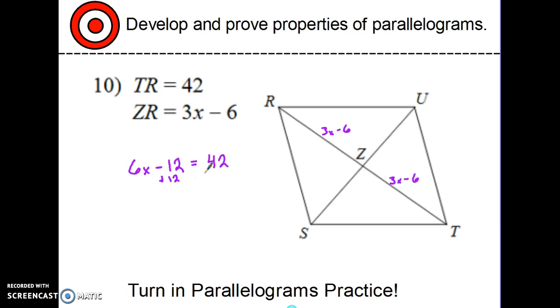All right, and then we can solve. So add 12 to both sides. 42 plus 12 is going to be 54. And divide both sides by 6, so x should equal 9. And I believe that's all they wanted. So there's a little bit of examples of how to use your diagonals there.